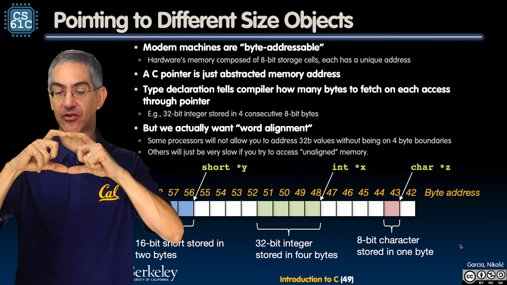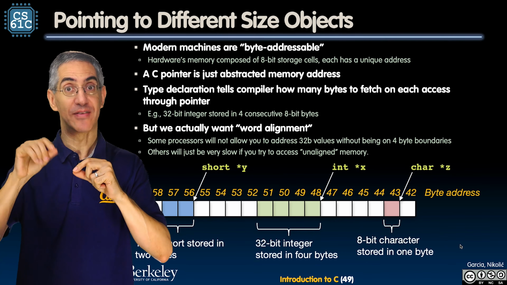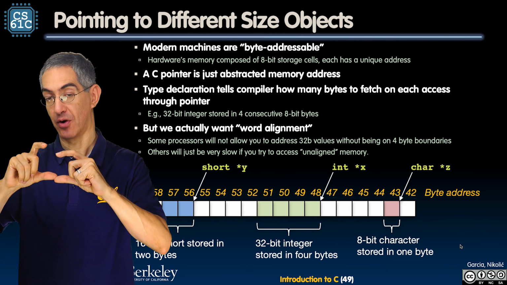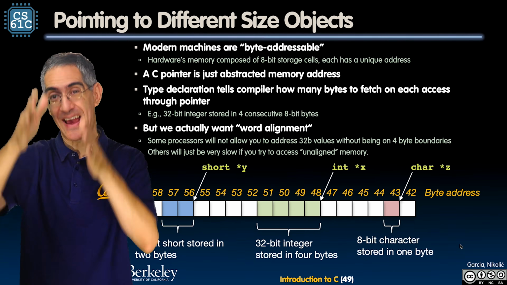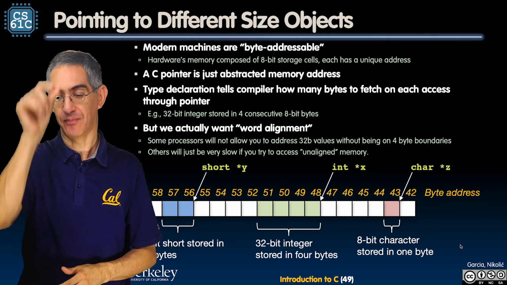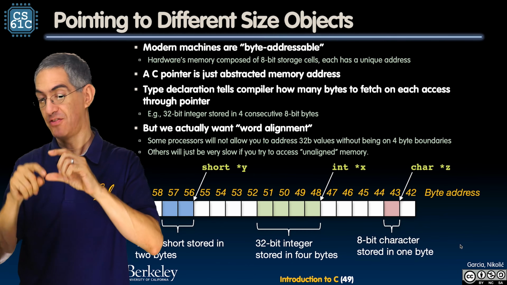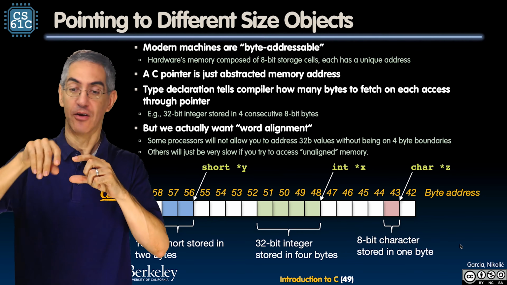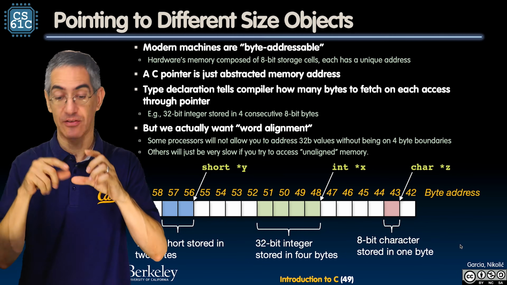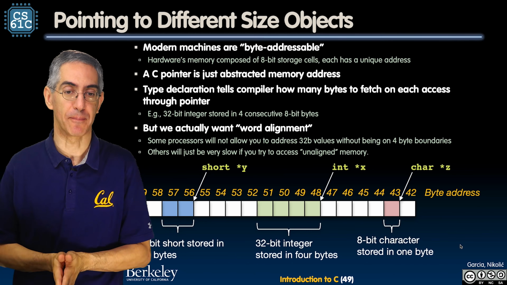So word alignment says you have to be aligned to 0, which means the address of the int has to be 0 or 4 or 8 or C. If you look at the hex digit, the nibble, that's going to be 0, 4, 8, or C, and then 0 again. So if I actually ask you what the address is, if it's word aligned, it's always going to be 0, 4, 8, or C. It's kind of a cool thing.